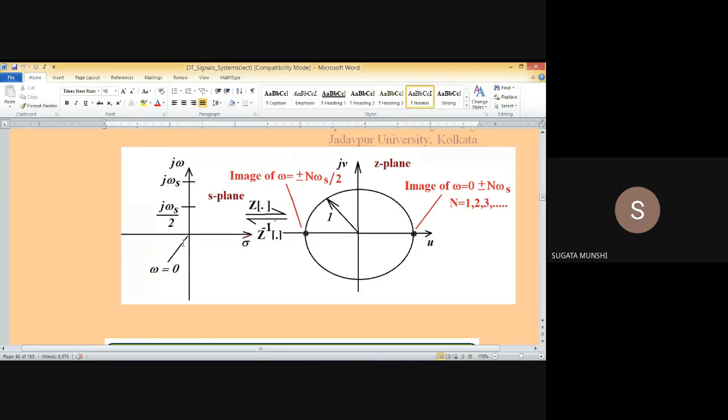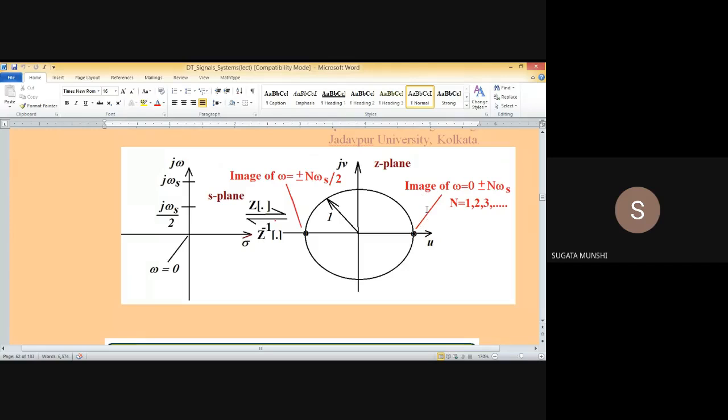If you travel from omega equal to 0 downward, what will happen? You will travel in this direction because the argument will be negative. As you travel downward, you will be traveling in this direction. And as you reach minus j omega s by 2, you will come here. All right. If you continue to travel downward, when you reach minus j omega s, what will happen? You will come back here.